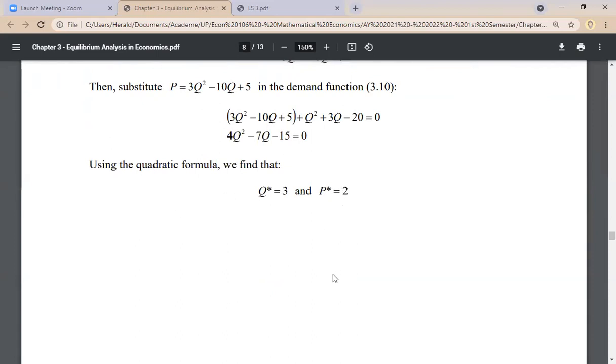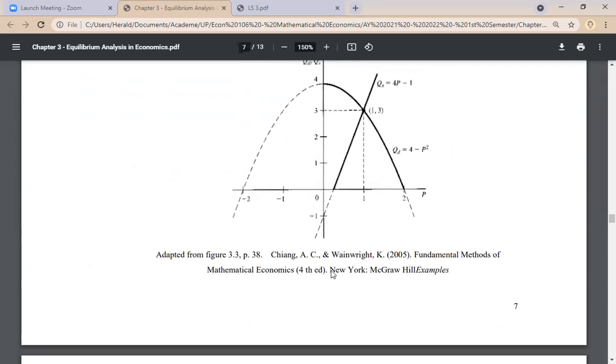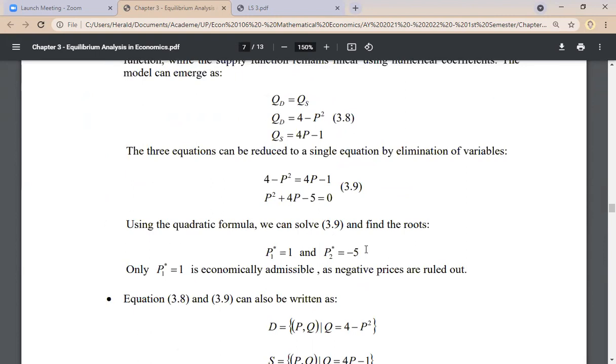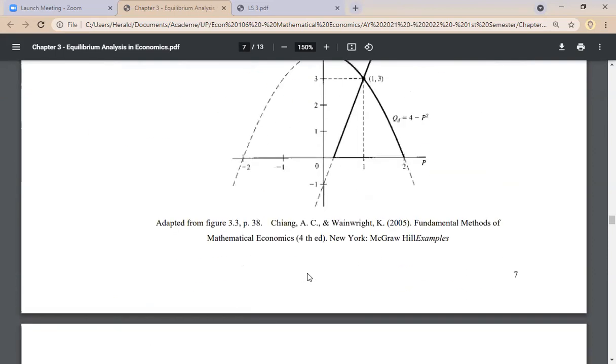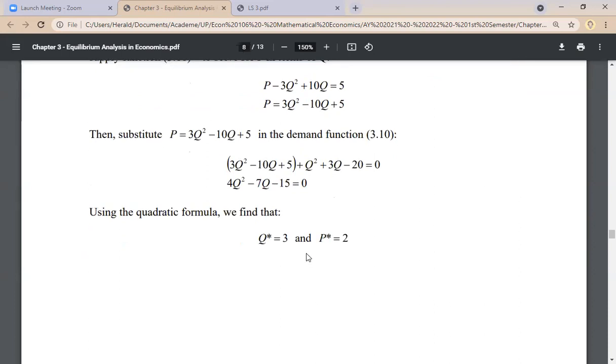Okay. Now, ma'am, what if in this example, it was easy to say because the value was negative. Then you would know, okay, price is equal to 1 is the answer. How about if both values of P are positive, or rather, both values of Q are positive? How do we know what the equilibrium price and quantity really are? Is there an answer from my class?